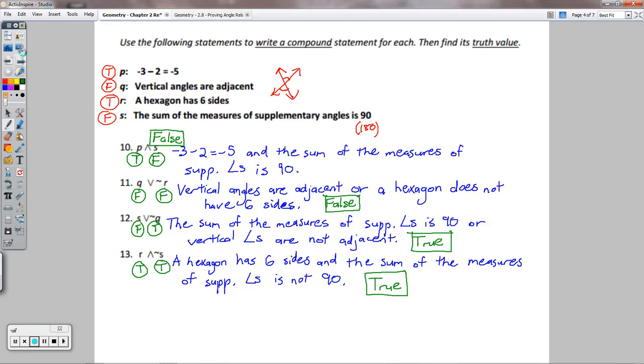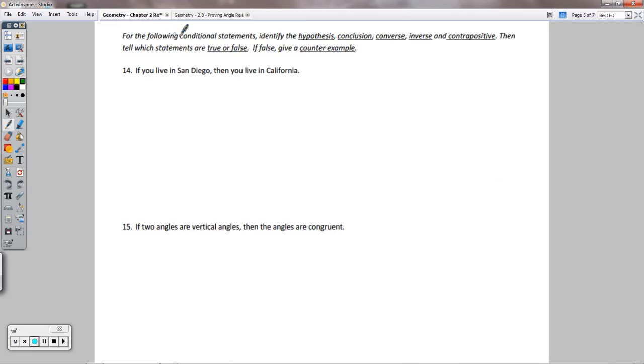Moving on to number 14 then. For the following conditional statements, identify the hypothesis, conclusion, converse, inverse, and contrapositive, and then tell which statements are true or false. If false, give a counterexample. So got a lot to do on this one. Let's just go in order here. So I identify the hypothesis and conclusion, and then converse, inverse, contrapositive.